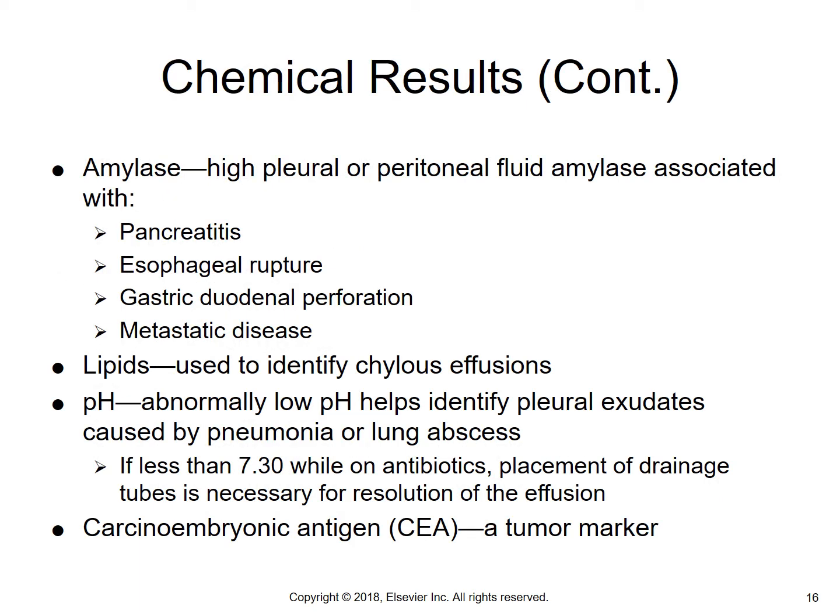More chemical analysis, such as amylase, is used to identify the origin of the fluid that's happening. So if you have an amylase value 1.5 to 2 times higher than the serum value, this is considered abnormal and has been seen in certain effusions of pancreatitis, some kind of rupture in the esophagus, any kind of gastric perforation, which means puncturing of that, or any type of metastatic disease in this process.